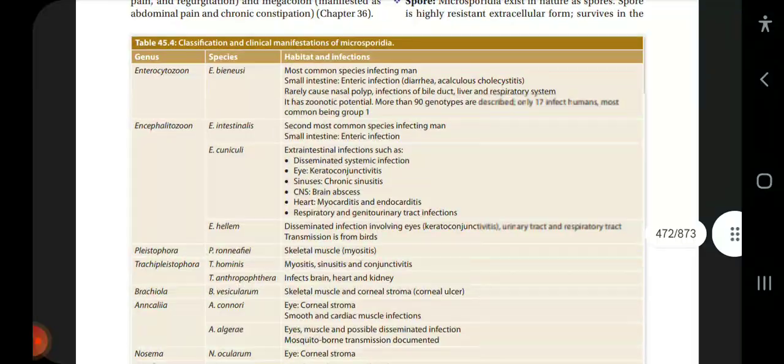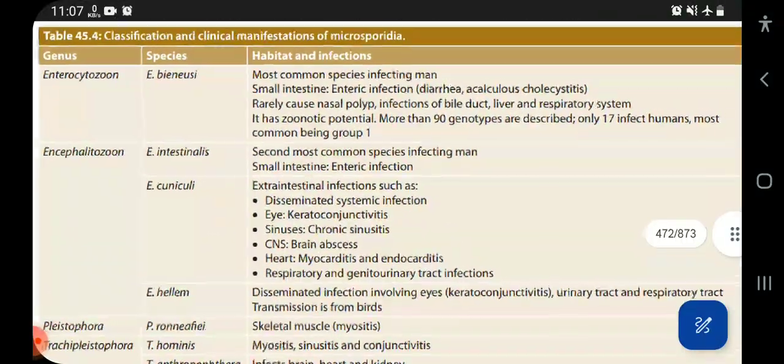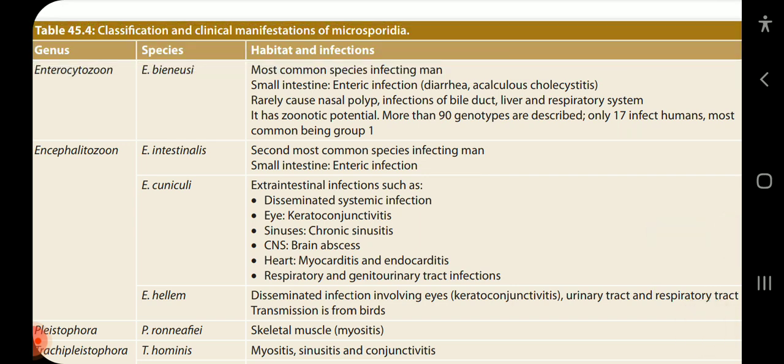Lastly, let us discuss the classification and clinical manifestation of Microsporidia. Genus Enterocytozoon, species E. bieneusi, habitat and infection. Most common species infecting man, small intestine enteric infection, diarrhea, acalculous cholecystitis, rarely can cause nasal polyp, infection of the bile duct, liver, and respiratory system. It has a zoonotic potential. More than 90 genotypes are described, only 17 infect humans, most common being group 1.